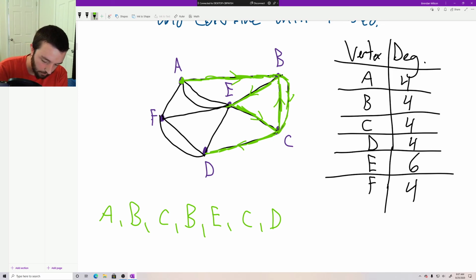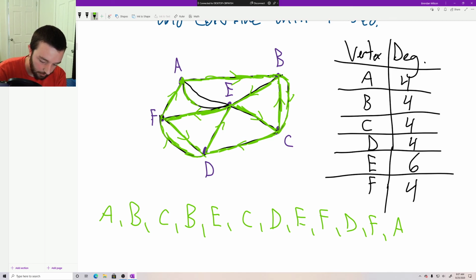D. Then we can go to E. Now remember we have to get back to A eventually. So let's go over to F. I don't want to use up my ones on A too soon. Then we'll go to D, and then we'll go back to F. Now we'll go to A, and then finally we go to E, and then back to A.